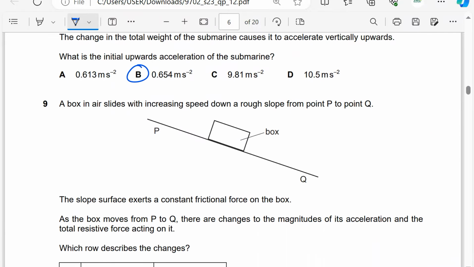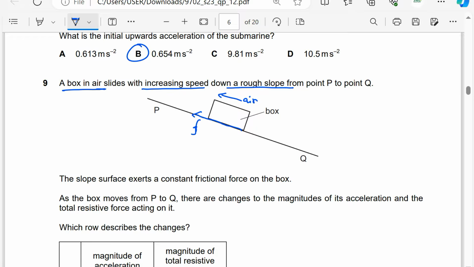A box in air slides with increasing speed down a rough slope. That means there is friction, so there is friction in the opposite direction. I'll call that one F, frictional force, small letter f. Of course, it is sliding in air, so there is air resistance in that direction. Air resistance.